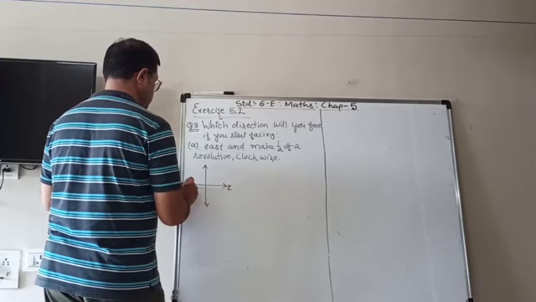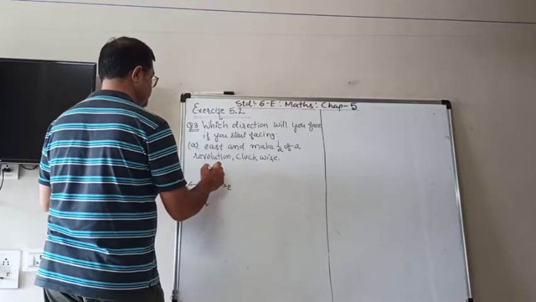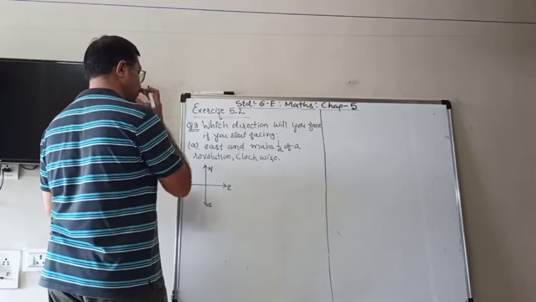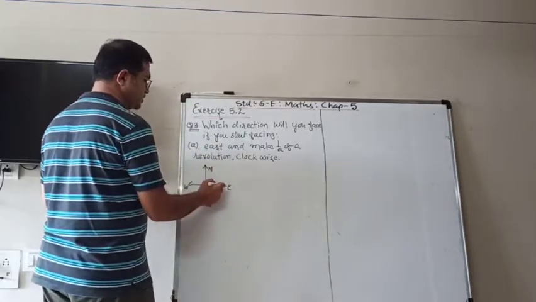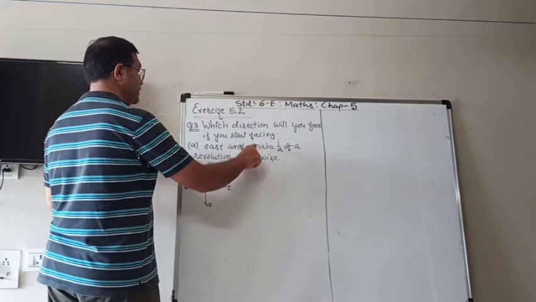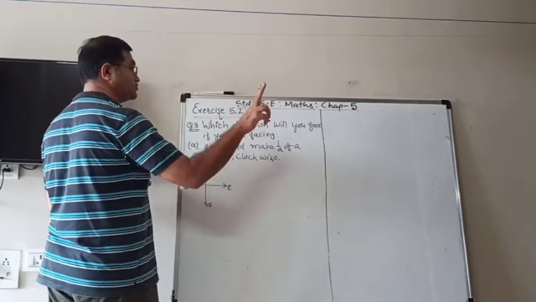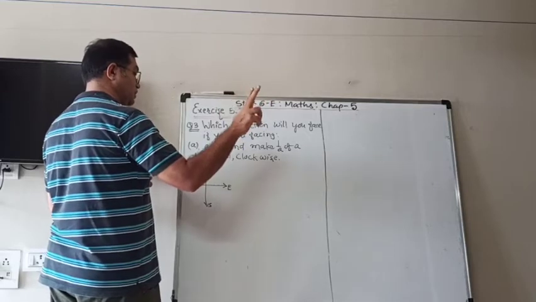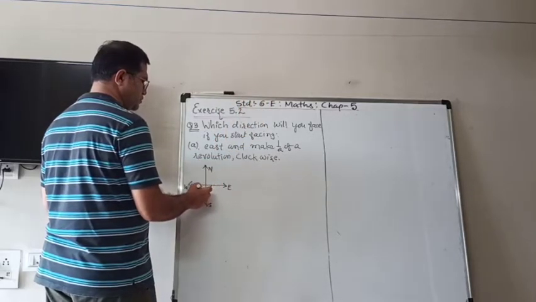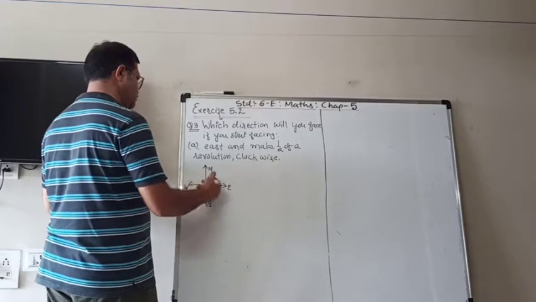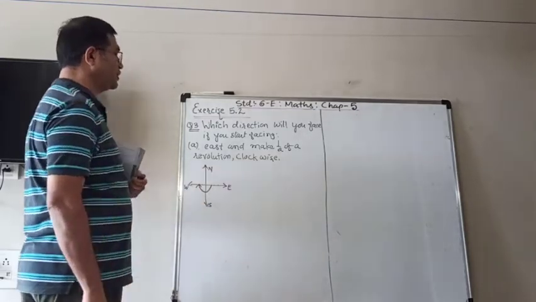Here is your east, west, north and south. Now you are facing east, which is your starting point, and make half of a revolution. Half of a revolution means a straight angle, two right angles. So from here you go here. So what will be your final facing?